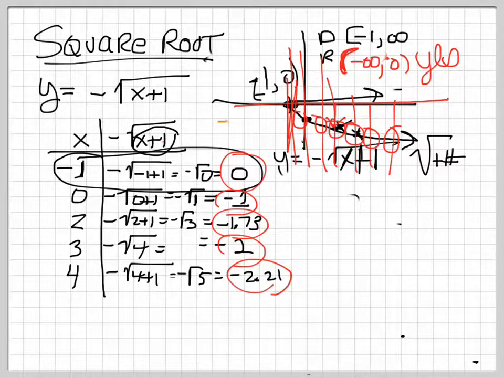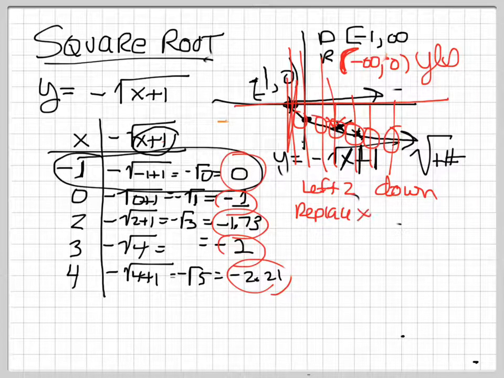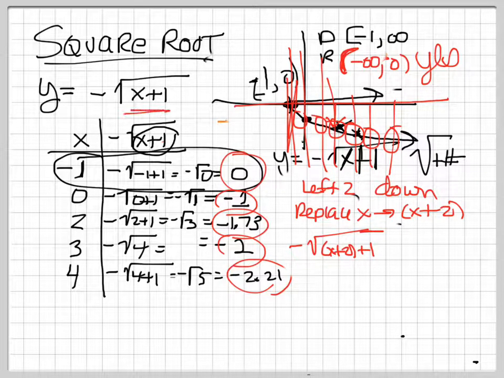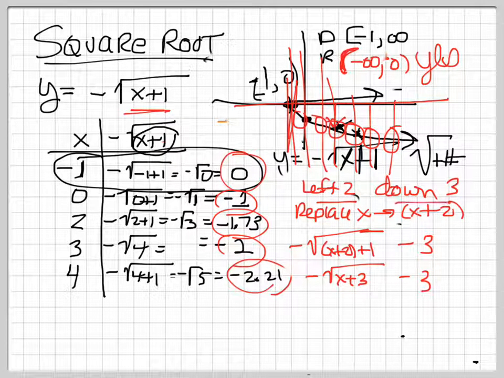In all of these, we've talked about transformations, and every one I said, what if I want to move it left 2 and down 3? So if I want to move it left 2, I replace x with x plus 2. So this would become negative, and I would put x plus 2 in place of the x. So I would have, instead of x plus 1, I would have radical x plus 2 plus 1. And then if I want to move it down 3, I'm going to add a minus 3 out the back. So negative radical x plus 3 minus 3 would move this graph 2 left and down 3.